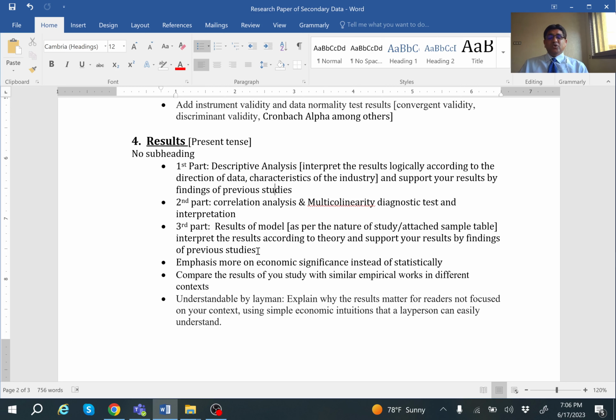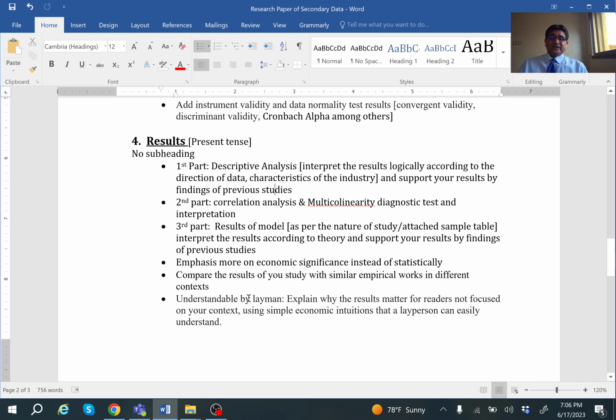Interpret the results more economically, with less focus on the statistics, what the statistics are suggesting, what the statistics found. So discuss what is the objective of that value, either it's significant impact or insignificant impact. If significant, so what's next? So what is the overall argument? Emphasize more on the economic significance instead of statistical significance.